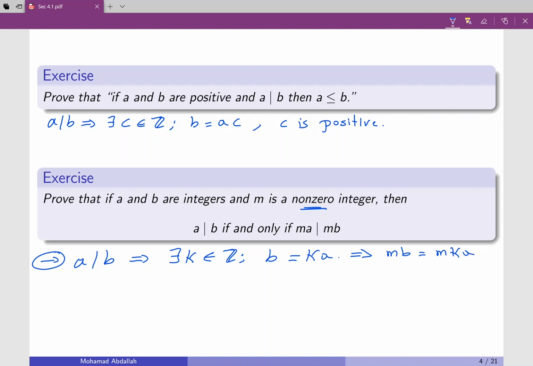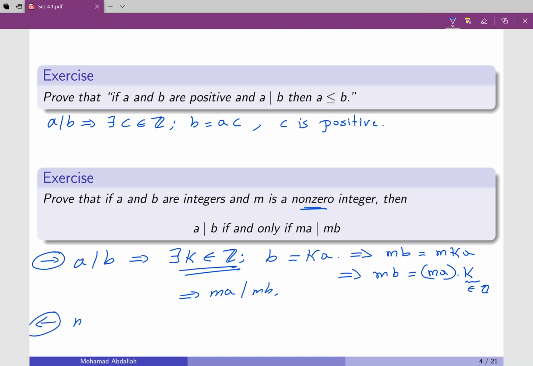Okay, now I want to show that ma divides mb, which means I want to show that mb is equal to ma times an integer. So using the associative property of multiplication, mb is equal to ma times some k, which is an integer. That's how we have defined it here. So this is clearly true: ma divides mb.